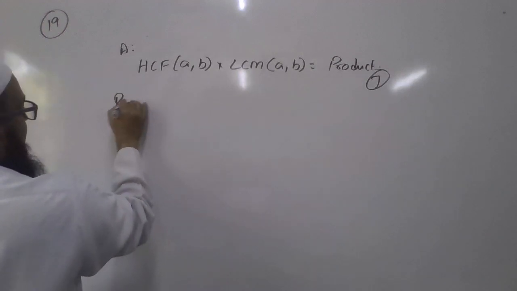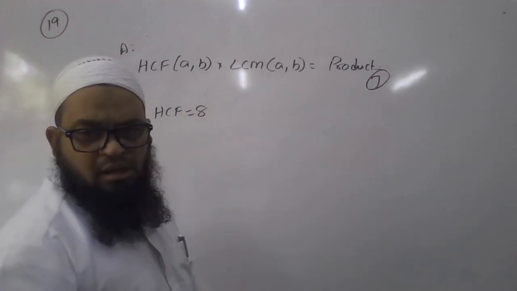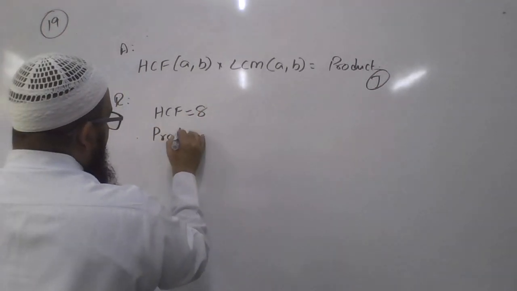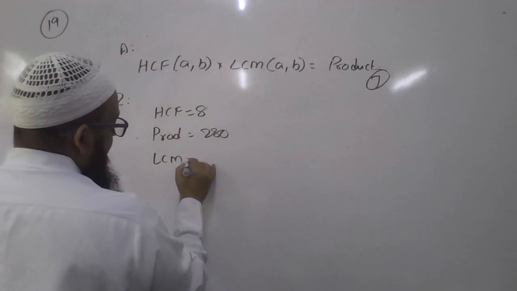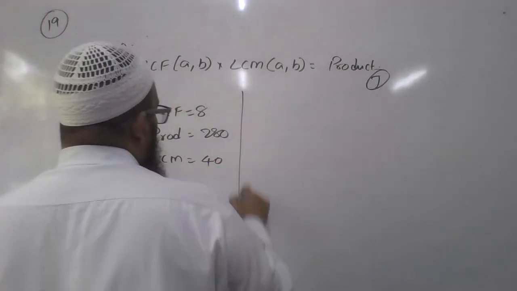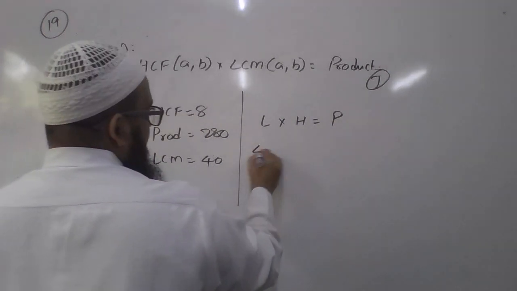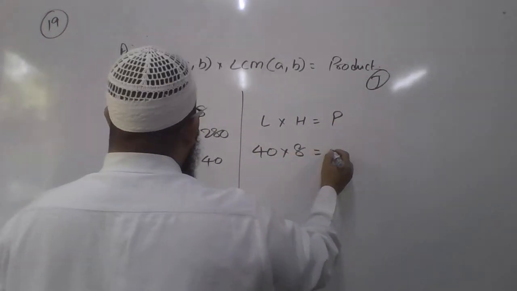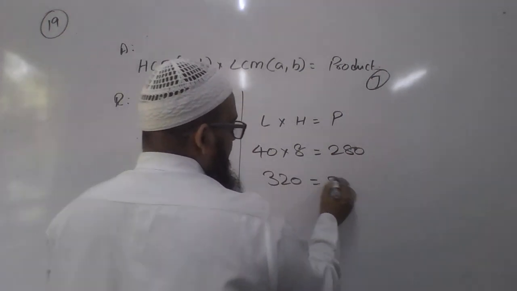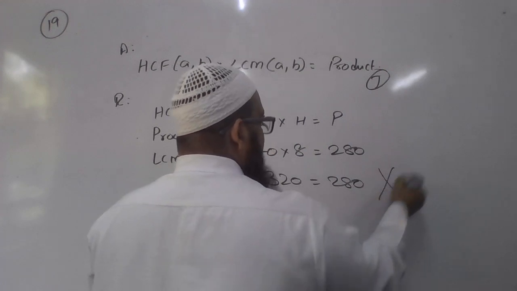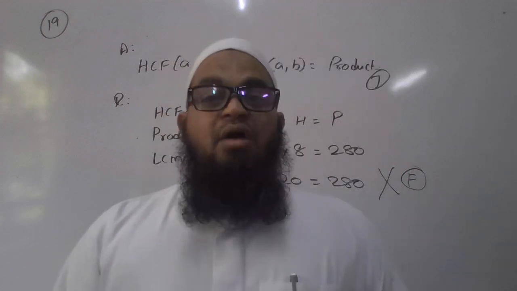And what is the reasoning given? The reasoning says the HCF of two numbers is equal to 8, their product is 280 and LCM is equal to 40. And what is the concept? Here LCM into HCF is equal to the product of the numbers. 40 multiplied by HCF 8: 8 times 4 are 32, so 320 is equal to 280? Is it true? It is false, sir. So the assertion is true and the reasoning is false.